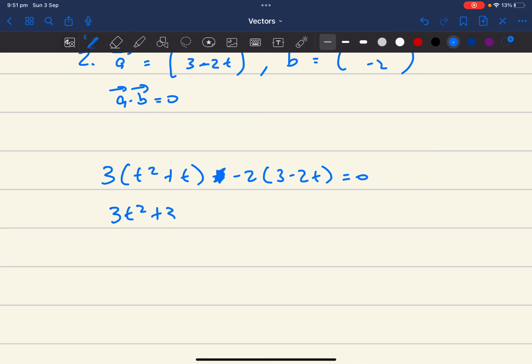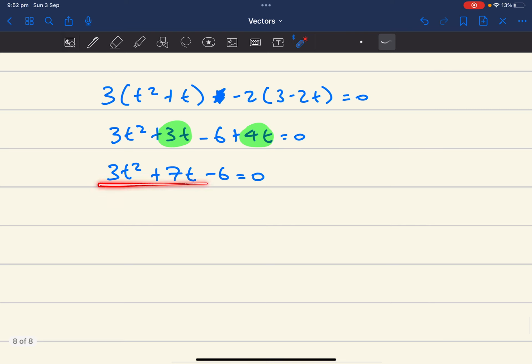So 3t squared plus 3t minus -2 times 3, which gives me -6. And then -2 times -2t, which gives me +4t. And now I can collect the like terms, right? You have 3t and 4t, which gives you 3t squared plus 7t minus 6 equals 0. Whenever you're left with something like this, to find t, you have to factorize this into its factors, right? So 3, I can factor into 3 and 1. -6, I can factor into -2 and 3, right?